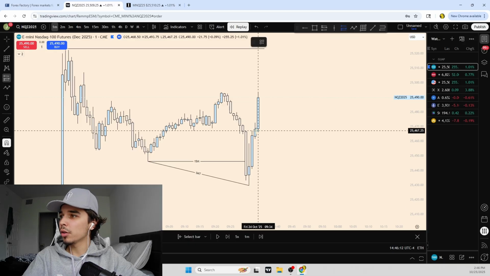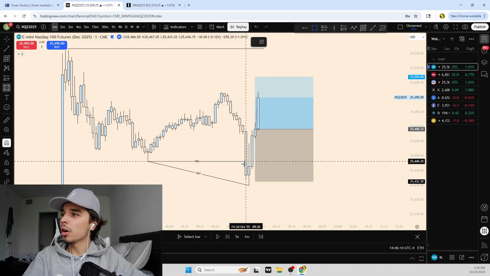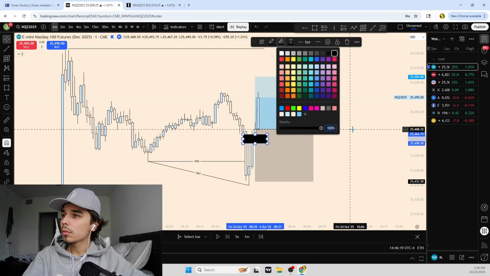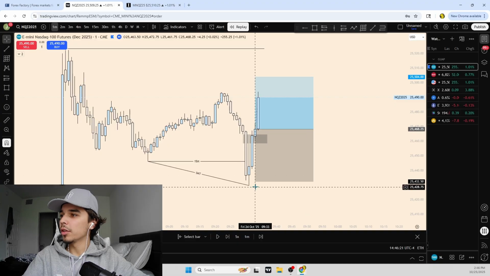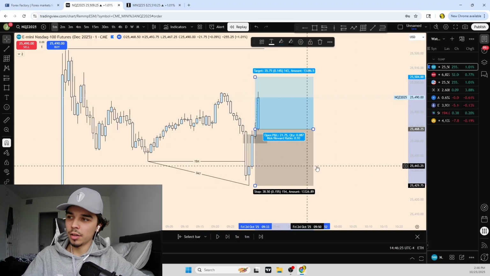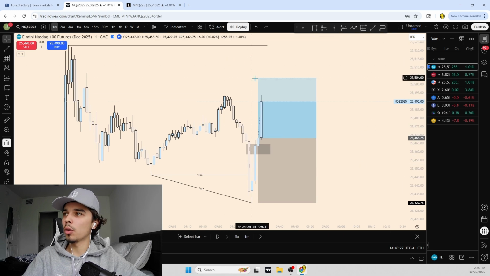So let's say we took this 1 minute inversion of this fair value gap right here, right? Say we took this 1 minute inversion, right? And we don't want our stop loss all the way at the swing low down here. Why? Because that's 38 points. That's just a lot of risk, so on and so forth.